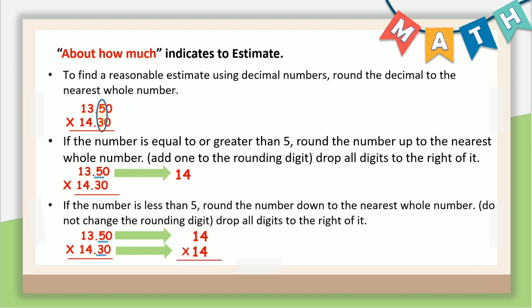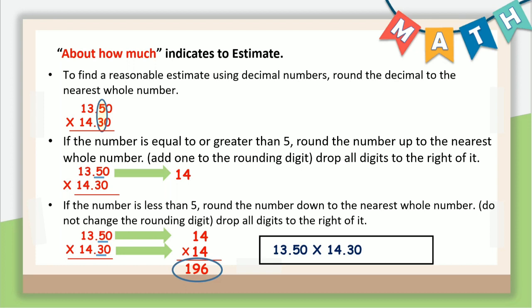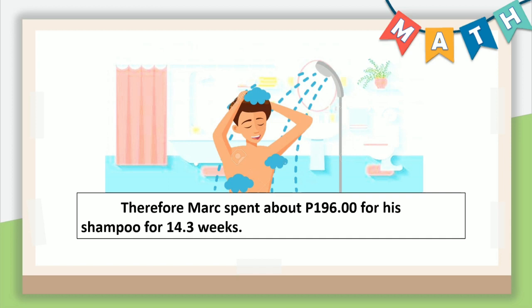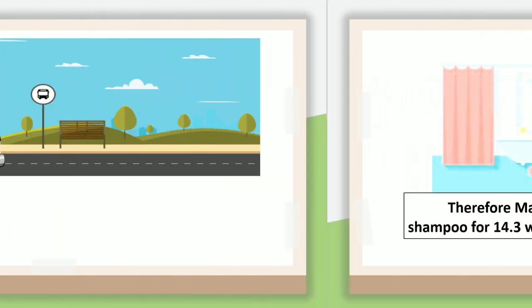Multiply the rounded factors and we get 196 as an estimate. So, 13 and 50 hundredths times 14 and 30 hundredths is approximately 196. Therefore, Mark spent about 196 pesos for his shampoo for 14.3 weeks.